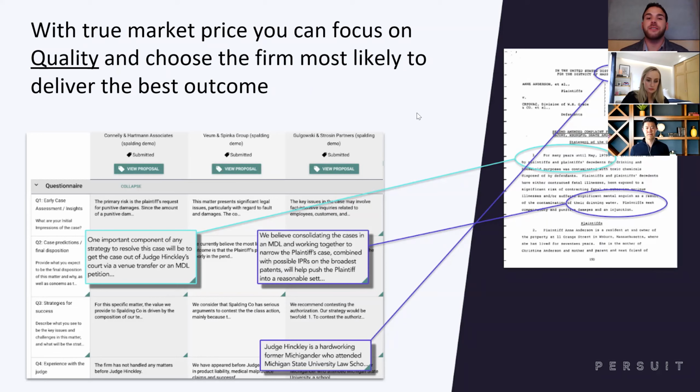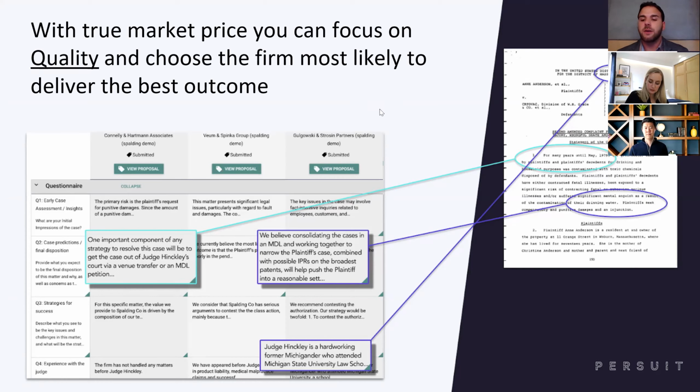Another question, can I still select the highest bidder? Absolutely. Still select the highest bidder. There's nothing, and that's communicated to the firms, there's absolutely no obligation upon you to choose a particular firm, regardless of where they rank.